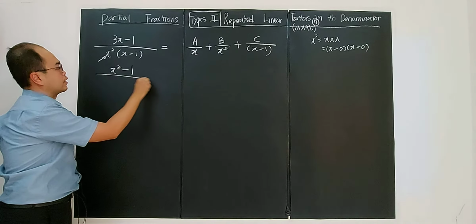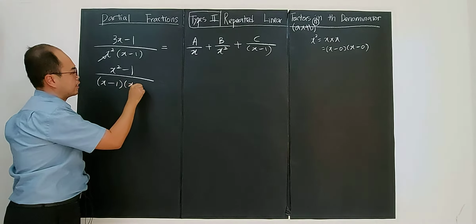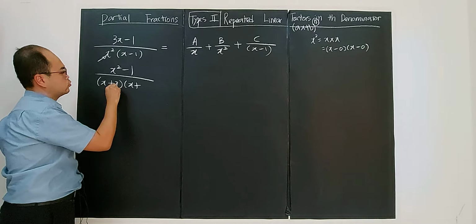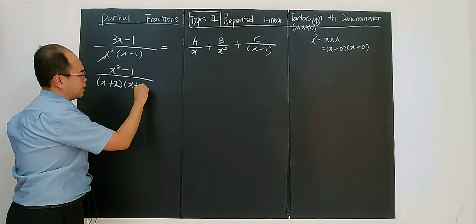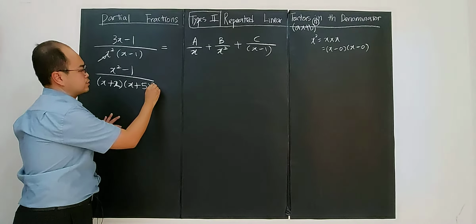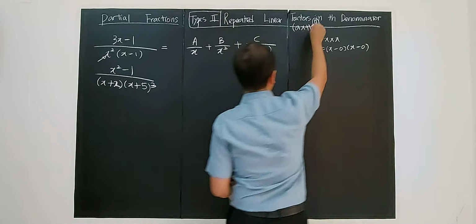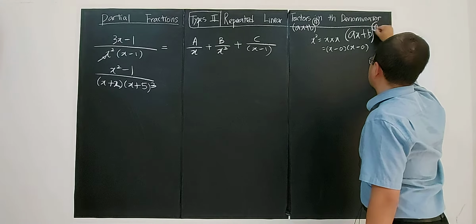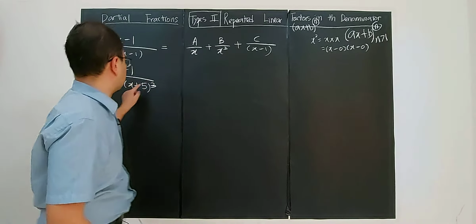x squared minus 1, and let's say here you have x minus 1, and you have x plus 2, for example. Okay, x plus 2, x plus 5 to the power of 2, right? Okay, I'll just write it as a power of 3 because this is a repeated linear factor. Why? Because in the form, you can see there is (ax + b) to the power of n, where n is greater than 1 in the denominator. So it must be a linear factor.